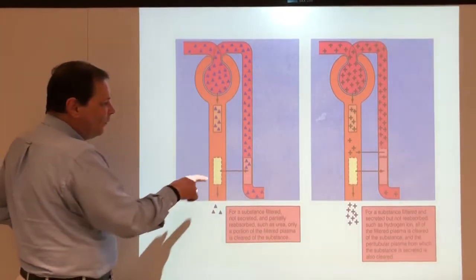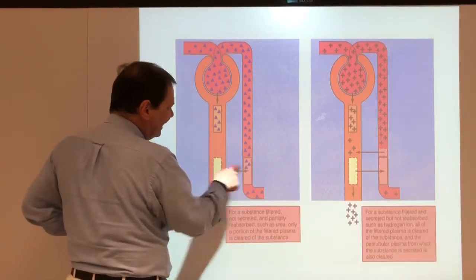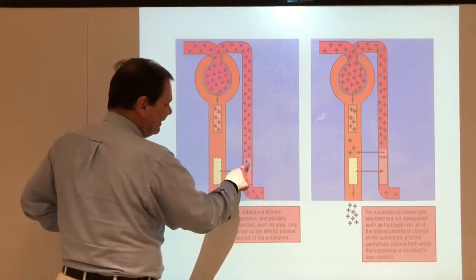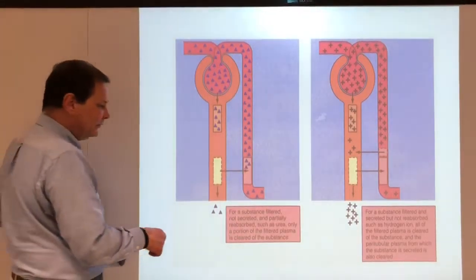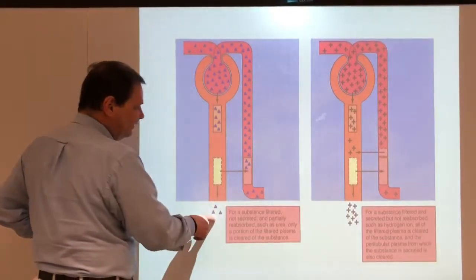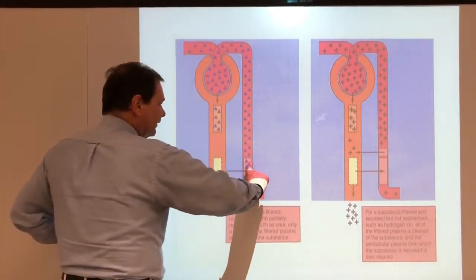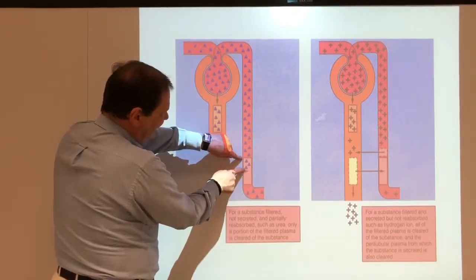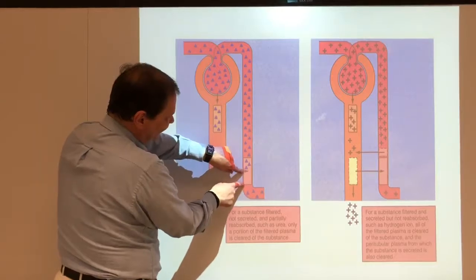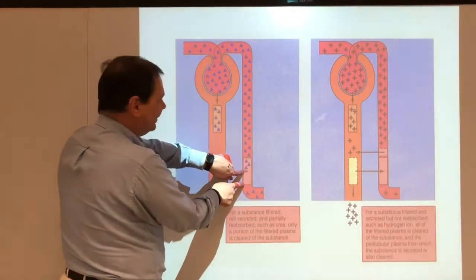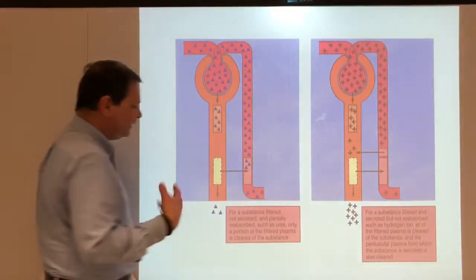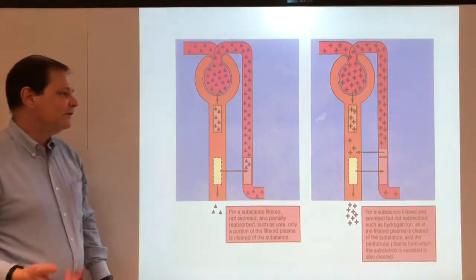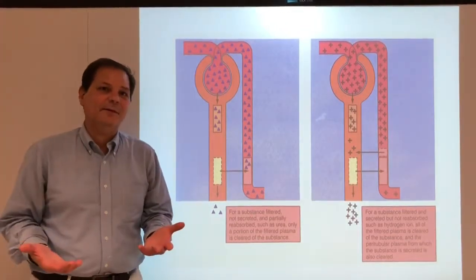Now, if we reabsorb and we add triangles, we filter 6 triangles, now we reabsorb and add 3 triangles back to the plasma through reabsorption in the tubules, and we only excrete 3 triangles, that reduces our clearance. So now this pink box was 6 triangles worth. Now we've added 3 triangles back, so now my clearance is reduced to about half of what it was. So reabsorption reduces my clearance because it adds substance back to the plasma and it reduces the amount of plasma that's actually cleared of the substance.